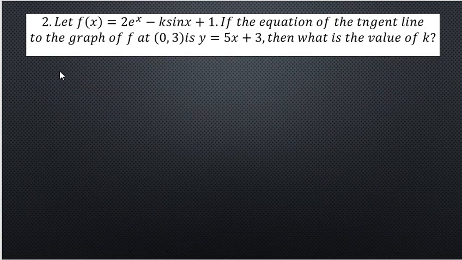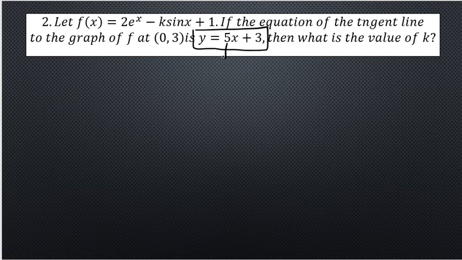The next question is this: let f of x be equal to 2 times e to the power of x minus k sine x plus 1. If the equation of the tangent line to the graph of f at the point (0, 3) is y equals 5x plus 3, then what is the value of k? This time we need to be systematic. Since it says tangent line, the tangent line equation is already given to you.